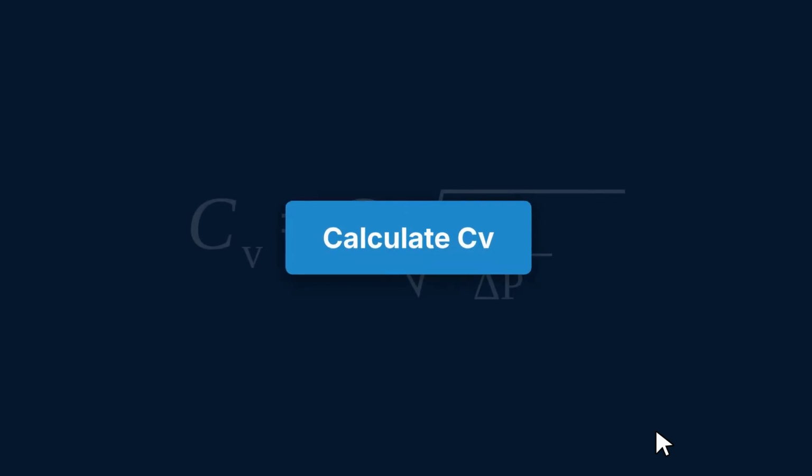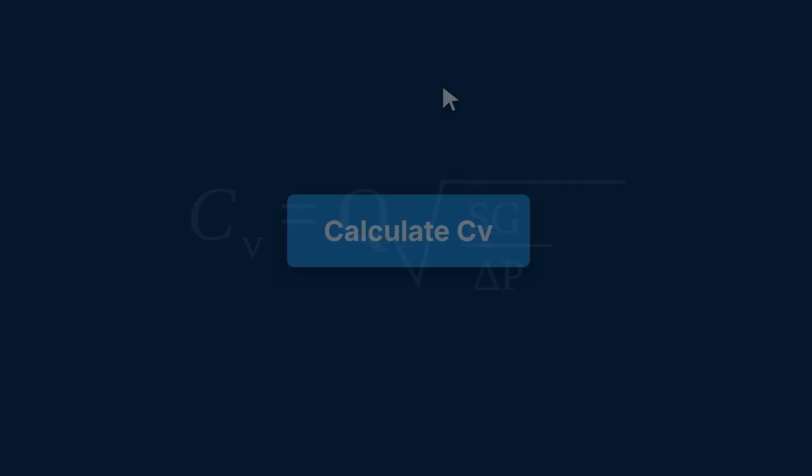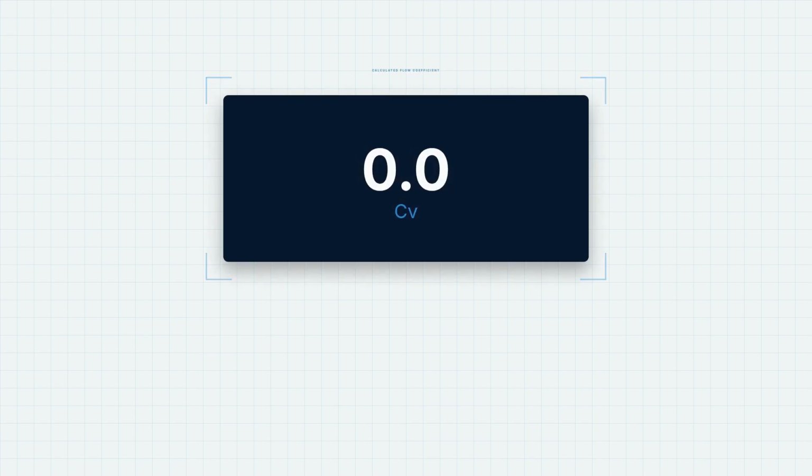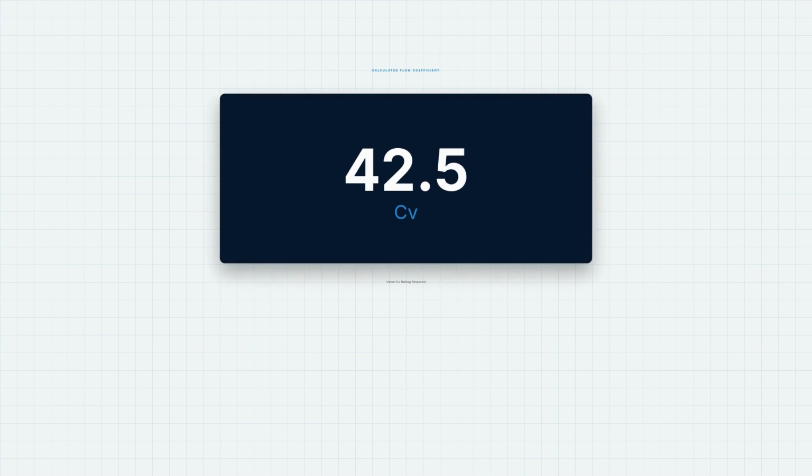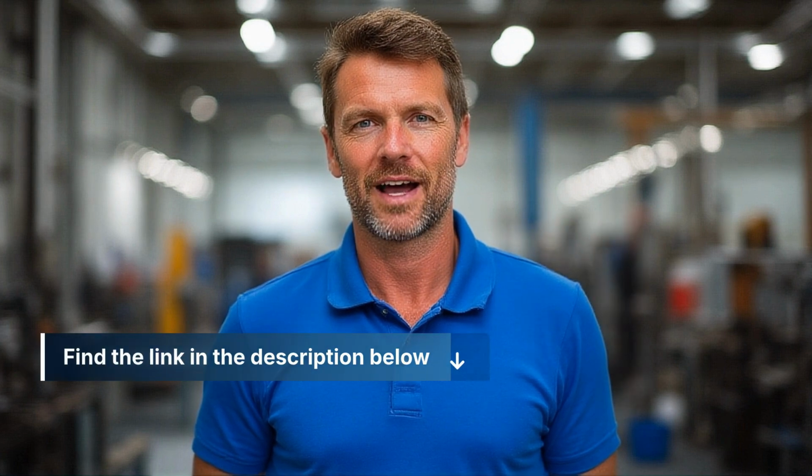Click Calculate CV and the calculator processes your inputs using the standard CV formula. The results section displays your calculated flow coefficient, which tells you the valve CV rating required for your specific application. This CV value represents the flow capacity in gallons per minute of water at 60 degrees Fahrenheit with a 1 psi pressure drop across the valve. Use this CV value to select the appropriate valve for your system.